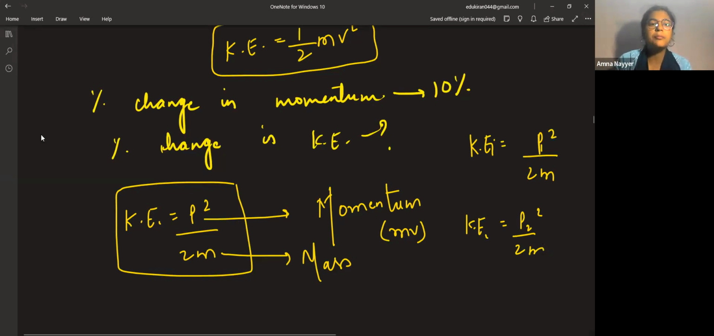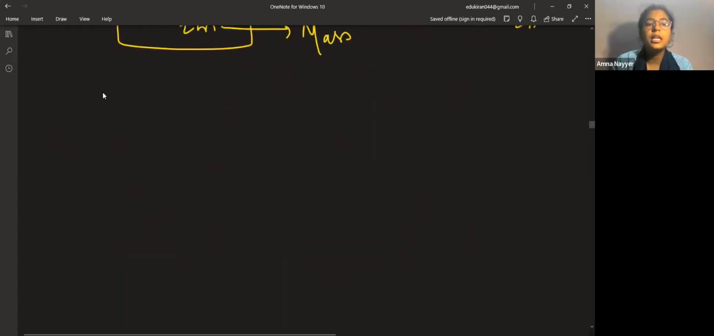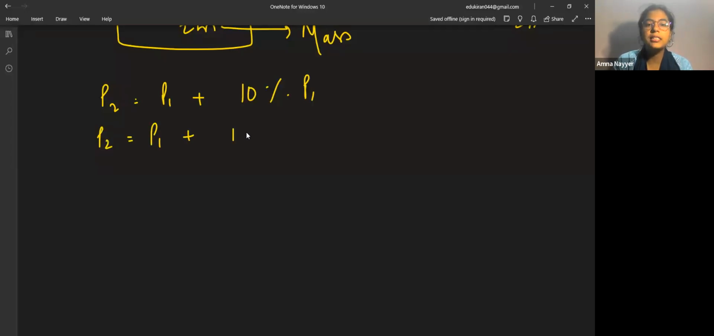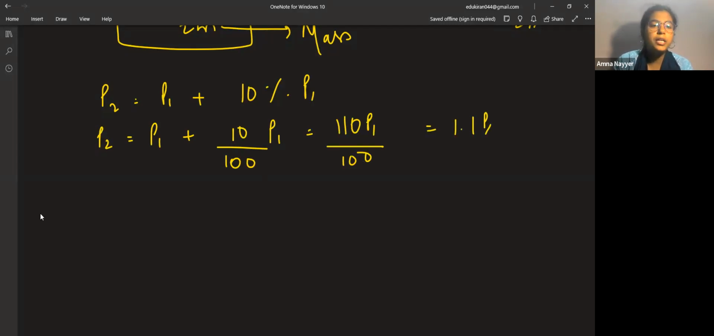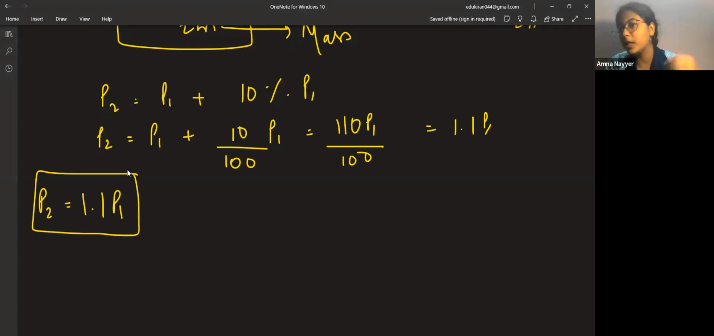Suppose the question, this is an example: change in momentum is 10%. So you have to find out the change in kinetic energy. So such questions, how will you handle? Momentum has changed by 10% of P1. So P2 will become P1 plus 10 by 100 P1. This is equal to 110 P1 by 100, which is equal to 1.1 P1. So P2 is equal to 1.1 P1. Fine. This is the relation between the new momentum and the initial momentum.